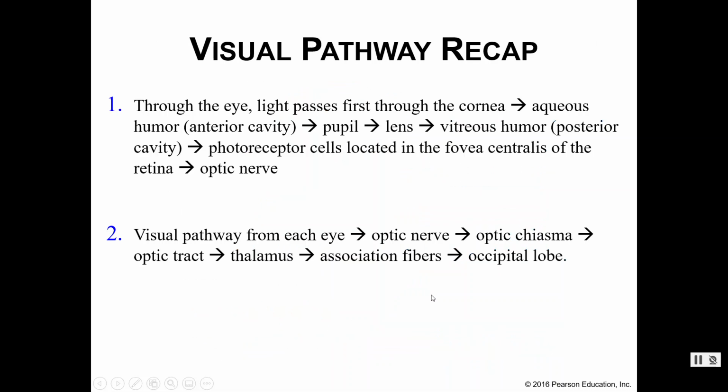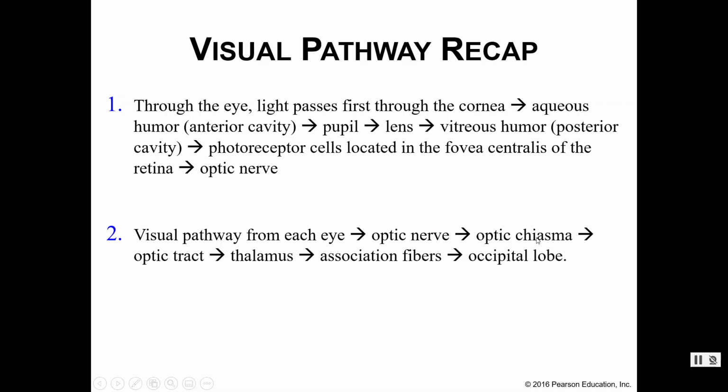Alright, so just to review real quick, we've taken light from the cornea through the anterior cavity, we've gone through the pupil, we've hit the lens. Then we had to go through the vitreous humor of the posterior cavity. We're aiming to hit those photoreceptors, specifically on the fovea centralis if we can, before we send information out of the optic nerve.